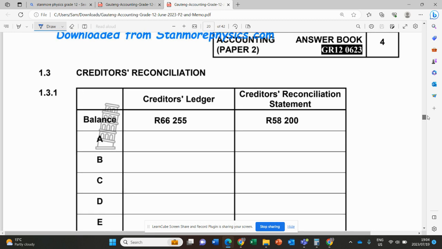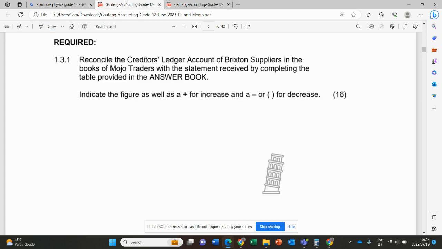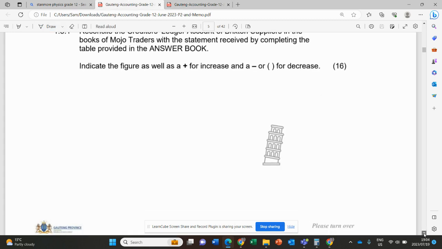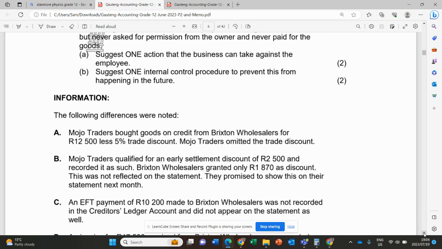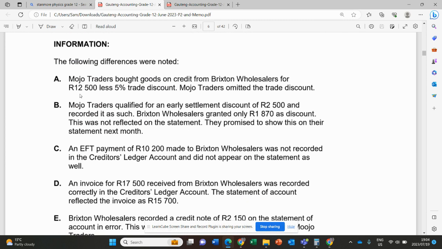So let's quickly go to the adjustments or information given. They will tell us who is wrong and who is right. So now, what is happening? Information A, they said Mojo Traders bought the goods on credit from Brenston, a wholesaler, for 12,500 less 5% discount. Then they said Mojo Traders omitted the transaction. Omitted what? The trade discount. You see, Mojo Traders omitted the discount. And the discount does what? Discount reduces the account, because we are talking about the creditor and the supplier.